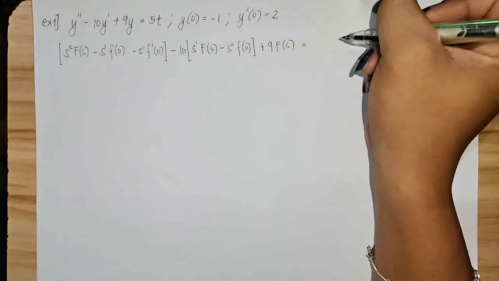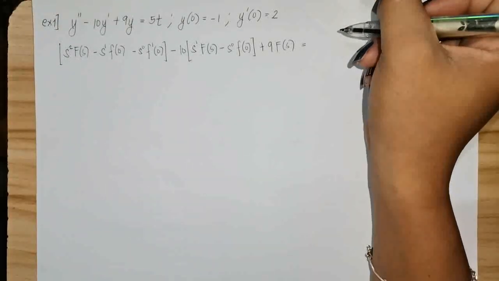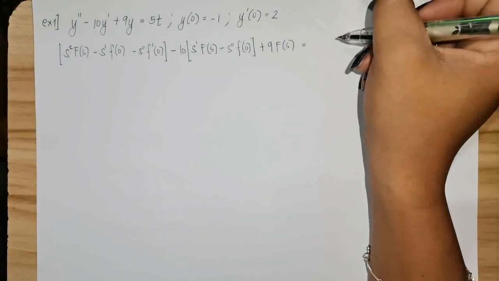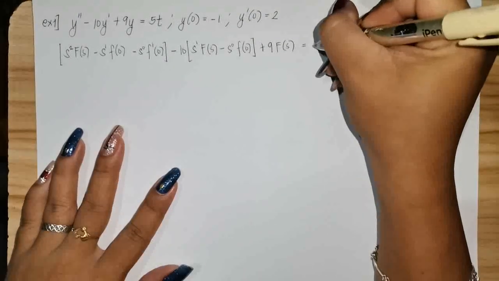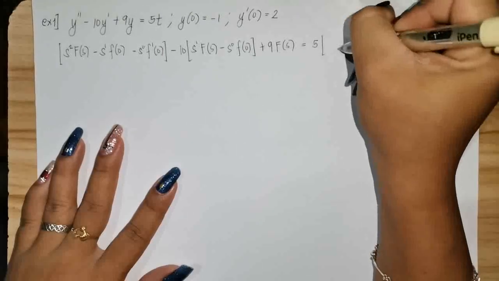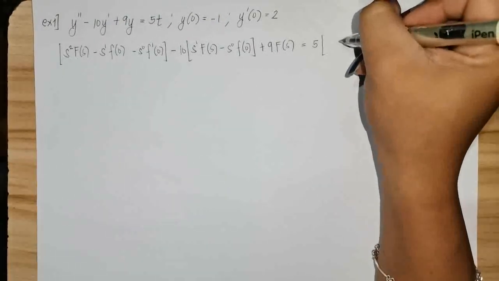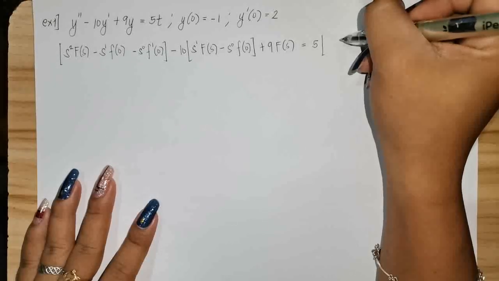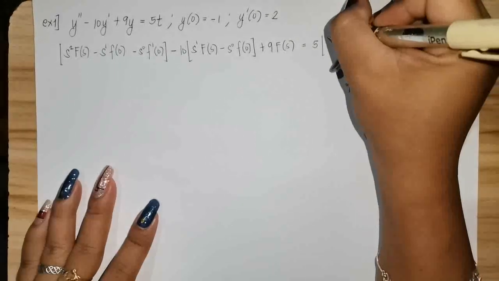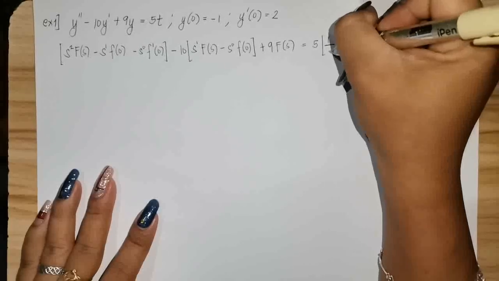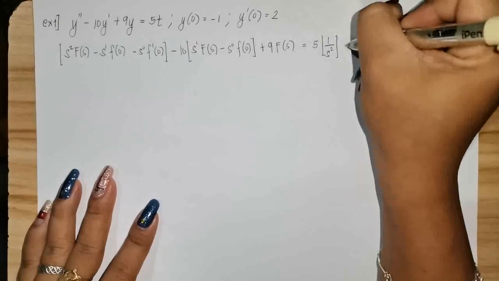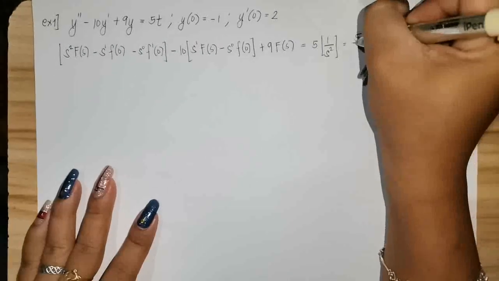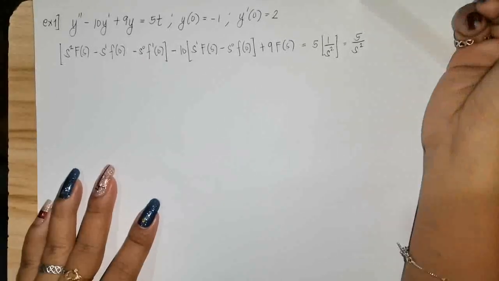Okay? Balik tayo dun sa basic ni Laplace transform. So, 5, that is 1 factorial over s raised to n plus 1. So, that is 1 over s squared. So, you will have 5 over s squared.